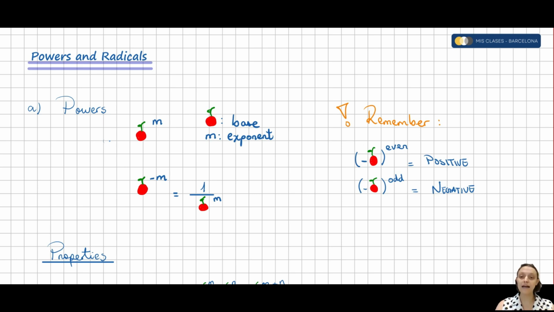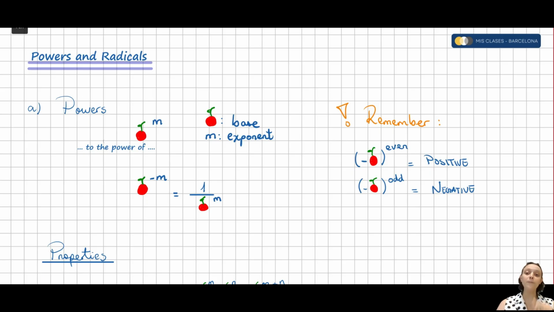So here we have an apple and we have an m in very specific positions. The apple is the base and m is the exponent. As you can see right here, we have the exponent here and we have the base immediately below the exponent. Having this written, we read it as apple to the power of m. This is extremely important to know because when we learn to read the mathematical expressions as we have to, our brain will understand them better, okay?